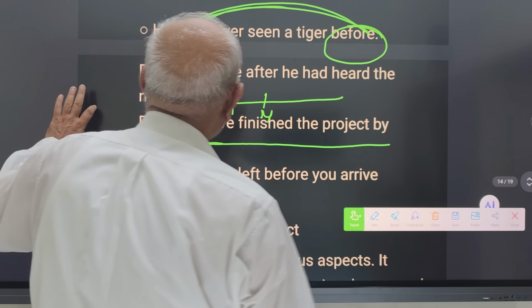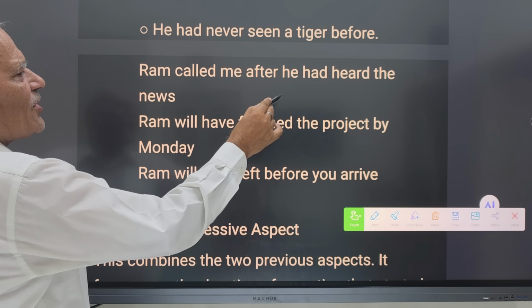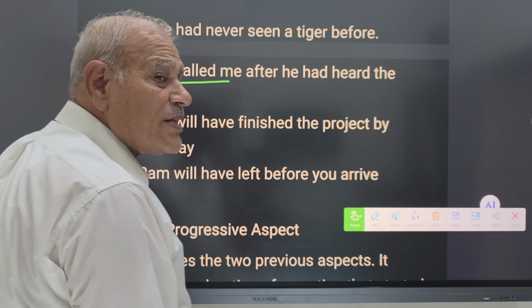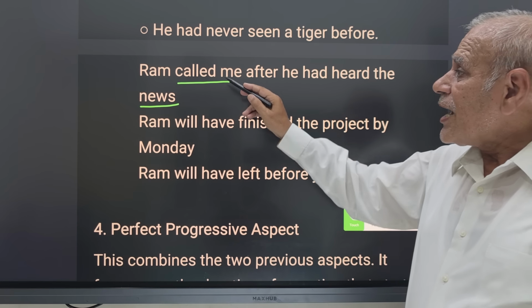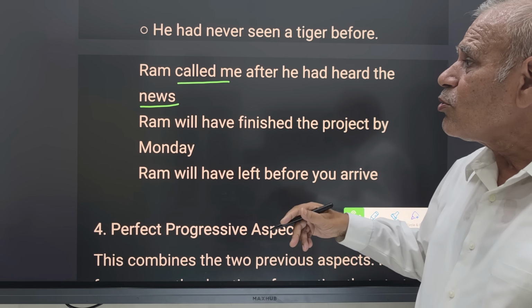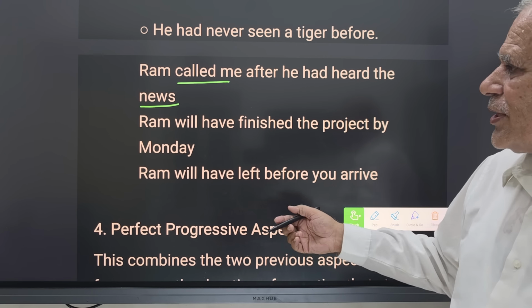Similarly, come to the next. Ram called me after he had heard the news. Ram called me means here we have not used called upon me. Call means to make a phone call. After he had heard the news, something good or bad had happened to me, and he saw this in the news, and then he called me.